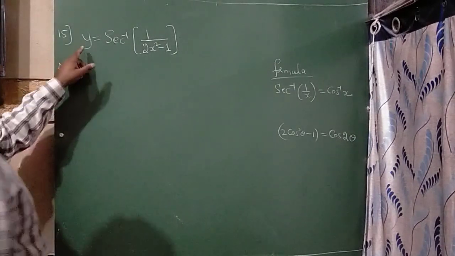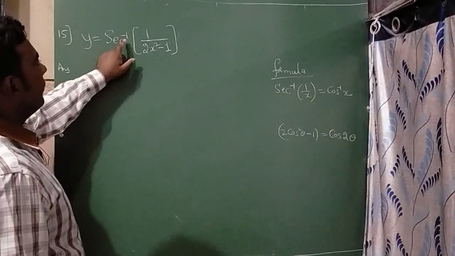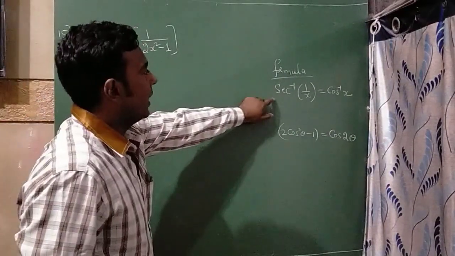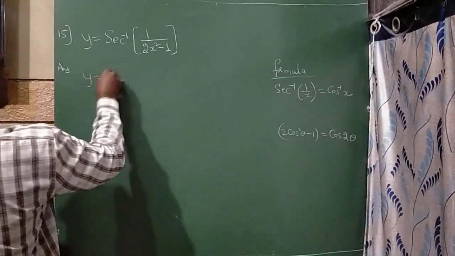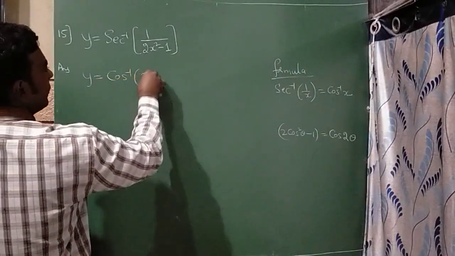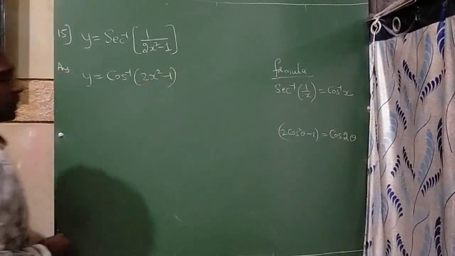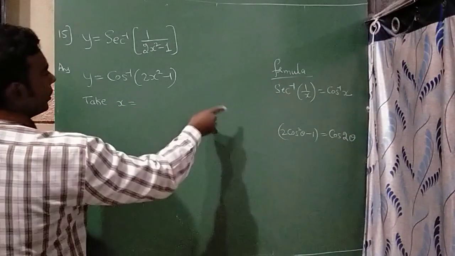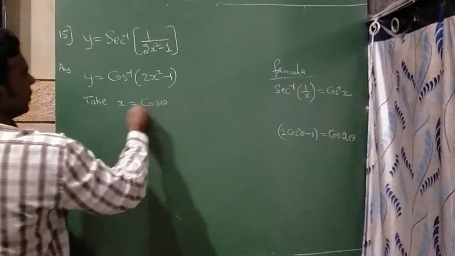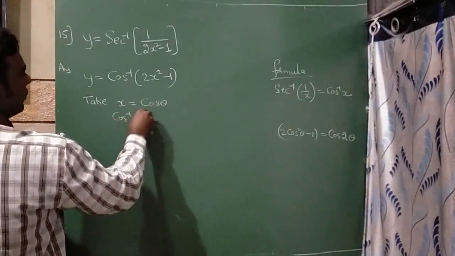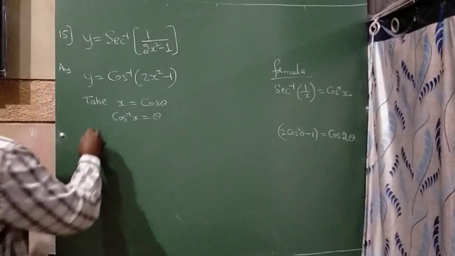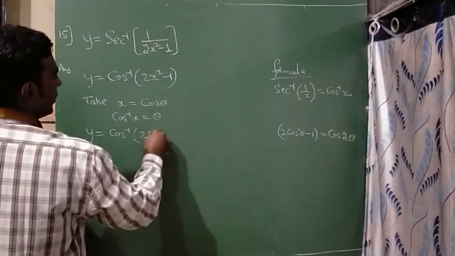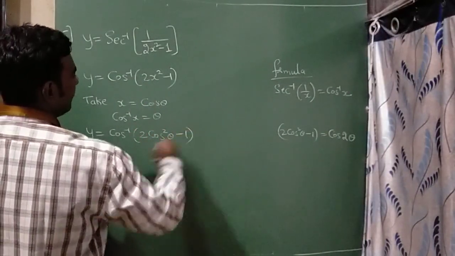So 15th question is y is equal to secant inverse of 1 divided by (2x square minus 1). So according to the formula, we can write this as a cos inverse of (2x square minus 1). Okay, now I am going to take x is equal to cos theta. So I can also write cos inverse of x is equal to theta. So here y is equal to cos inverse of, in place of x I am going to substitute cos theta.